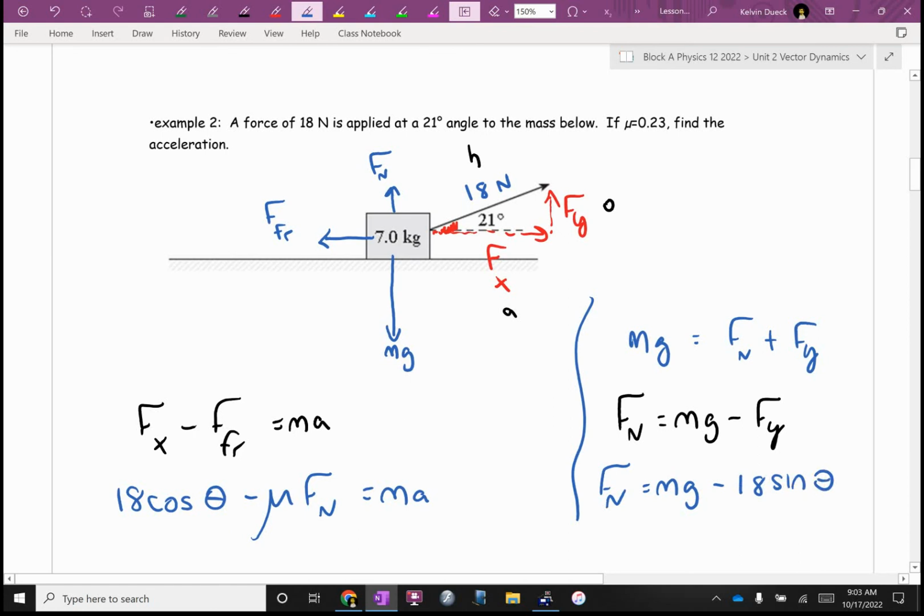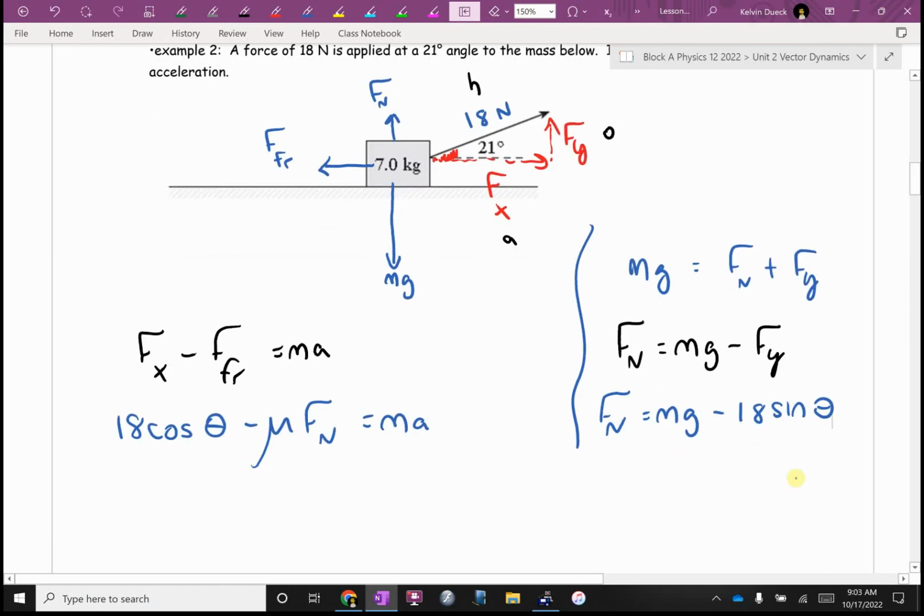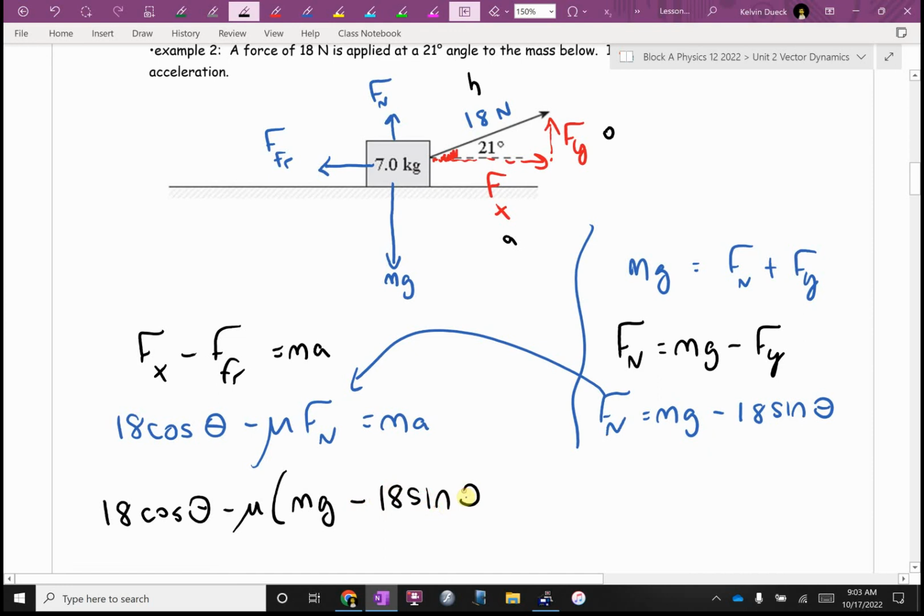Now, Nick, one thing to note, look up. This whole thing is the normal force. So when I move it right to there, it's going to have to be in brackets. Because that whole thing. In other words, the 18 is going to drop down. The cos theta is going to drop down minus mu. And then in brackets, mg minus 18 sine theta, close bracket. That equals ma.